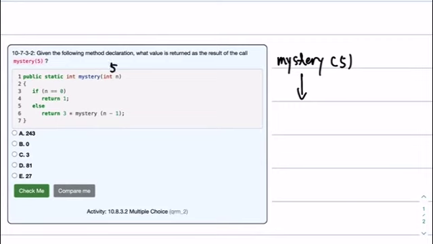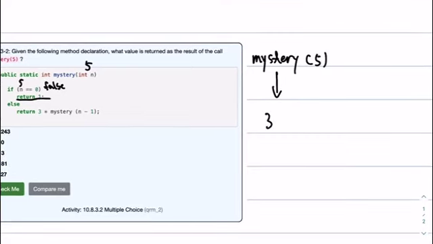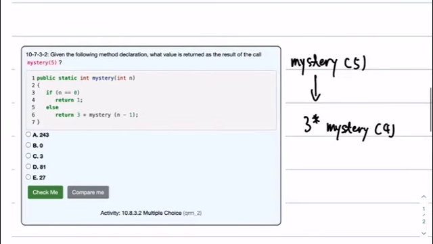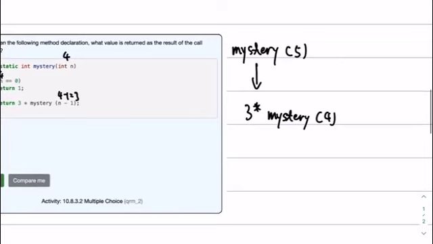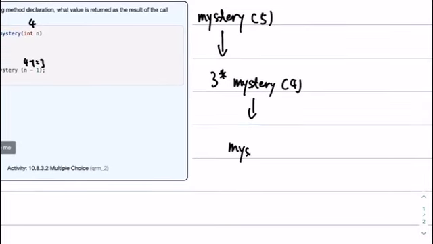And so if 5 equals 0, which is false, so this return 1 will not be executed, and instead this else statement will be executed. So we'll return 3 times mystery n minus 1, which is 5 minus 1, which equals 4. So mystery 4. And so the same thing is executed again with n equating to 4. And so that will be false. So 4 minus 1 equals 3. So mystery 4 would equal 3 times mystery 3.